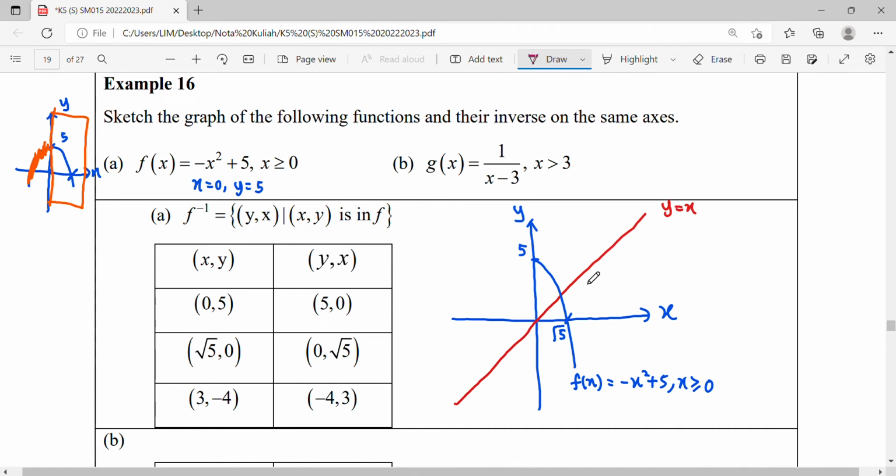So kita akan pantulkan graph ini menggunakan paksi pantulan y sama dengan x. So bahagian demi bahagian. So untuk sini, untuk belah sini, bila dia pantulan, dia akan turun ke bawah. So here is our value of 5. So untuk ekor sini, bila dia pantul, dia akan ke sana. So intersect at square root of 5. So this is our f inverse graph. Make sure you label origin to show that this reflection axis passes through origin.